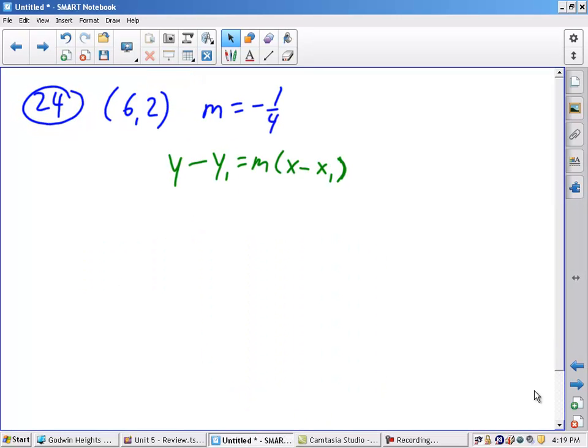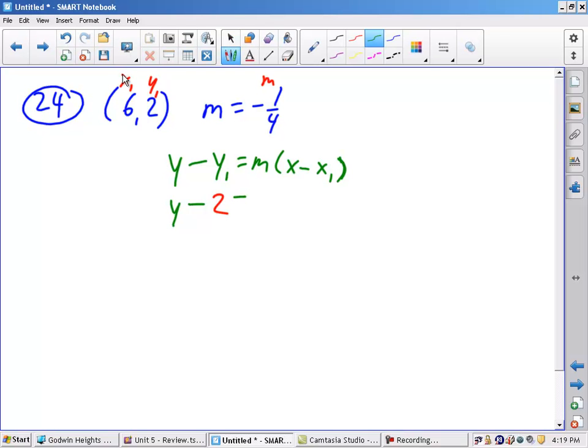Number 24. What we need to do is, it says write an equation in point-slope form for the line through the given point with the given slope. So it says point-slope form, so I went ahead in green and wrote down my point-slope form. And what I need to do is label. So I've got x1, y1. I've got my m. I simply plug those things in. So I use y minus, plug in my y1, which is 2, equals my m, which is -1/4, times x minus my x1, which is 6.